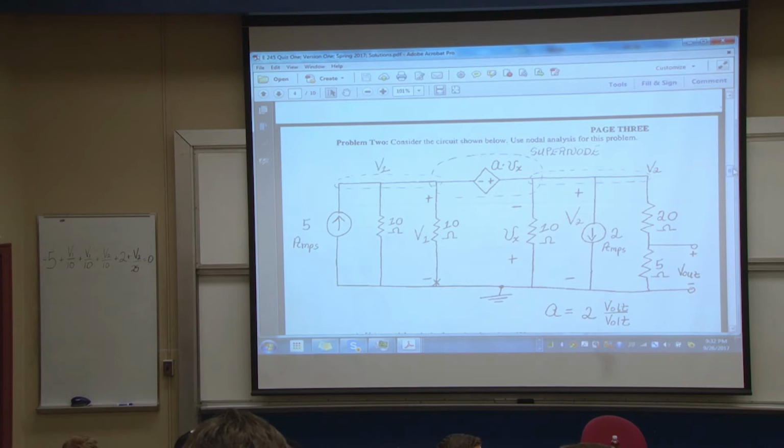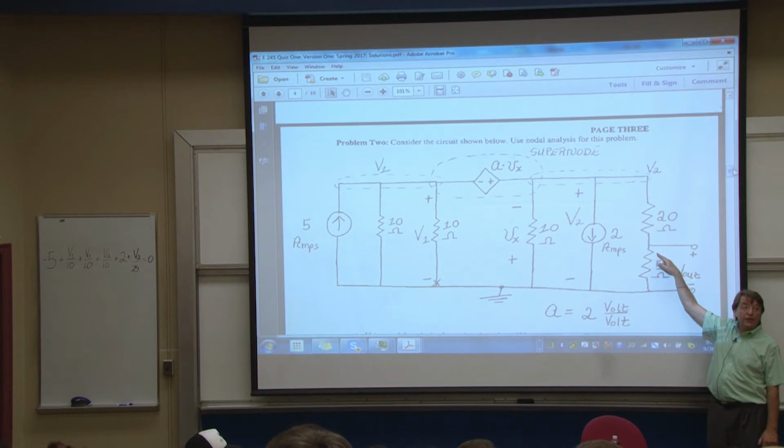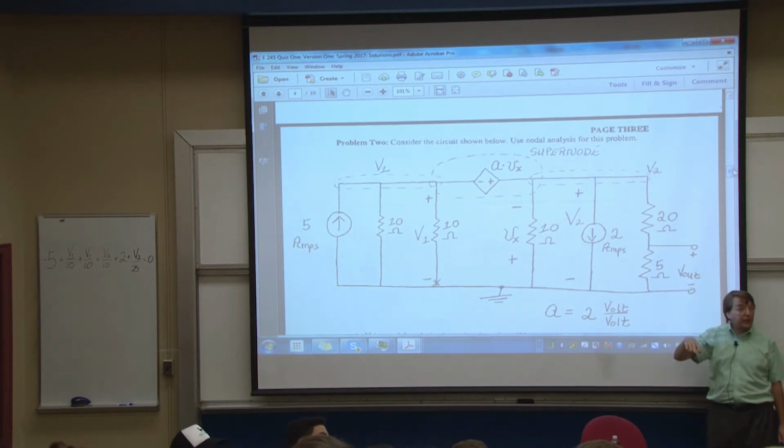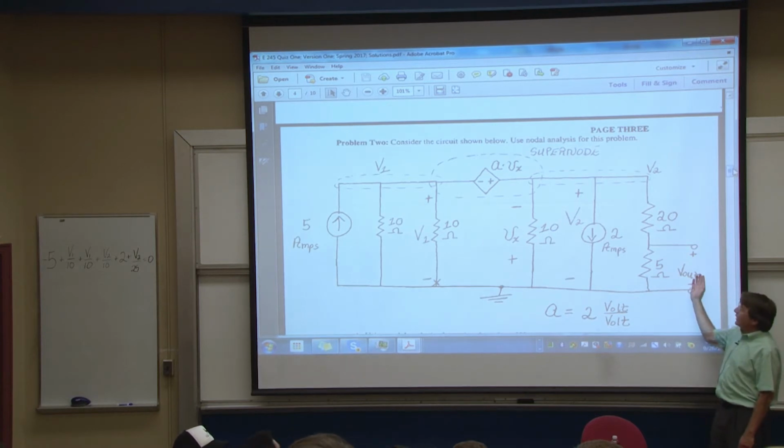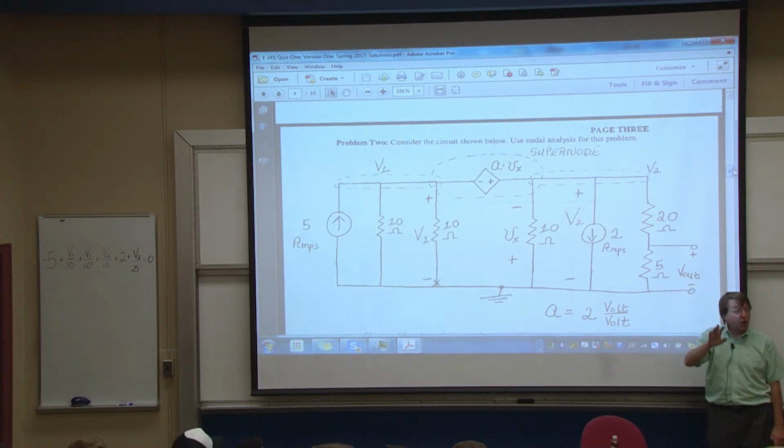Why is it not V2 minus V out over 20 instead of V2 over 25? Devin, what you said is absolutely correct. Another way of writing this problem is the current through this last branch is V2 minus V out over 20. You're absolutely right. Now, that introduces yet another unknown.